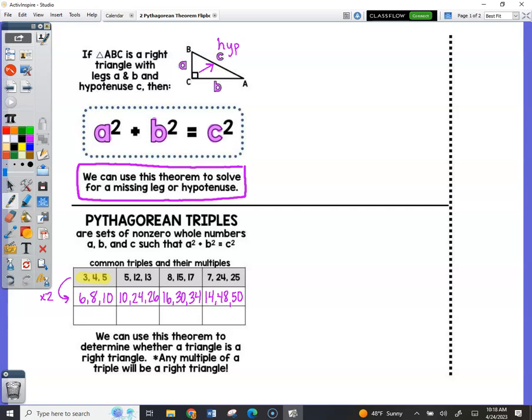So to get the next row, you could double those, but those numbers would really get crazy. So to get the next row, you're now going to times 3. You're going to triple it. So we're just going to triple those original numbers. A 3, 4, 5 times 3 would be a 9, 12, 15, right? 5, 12, 13 times 3 would be a 15, 36, 39.